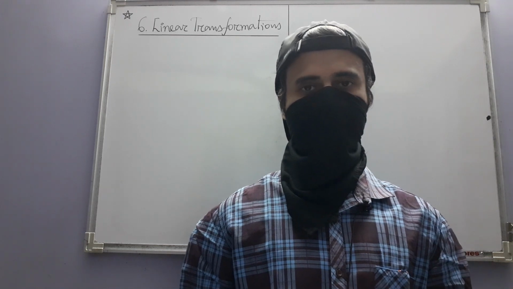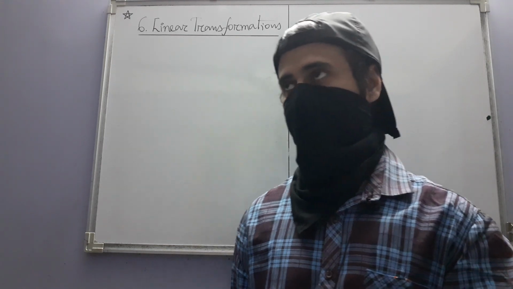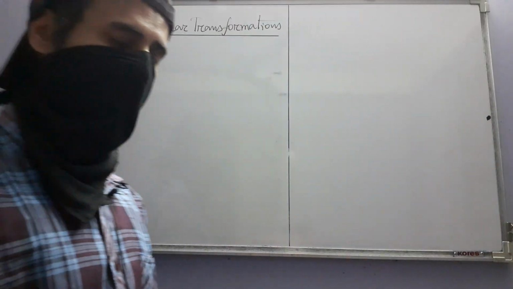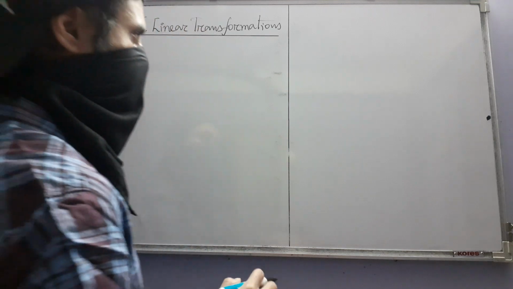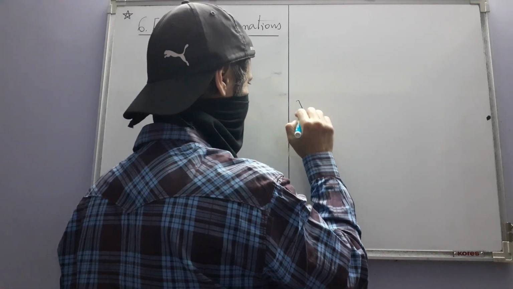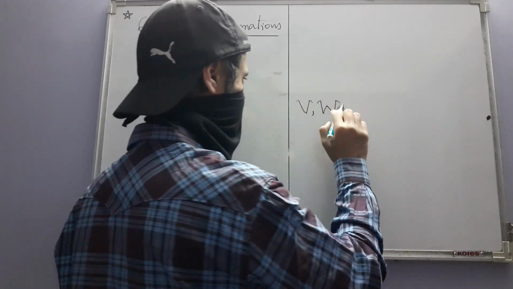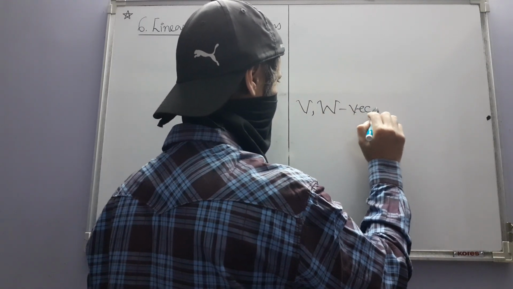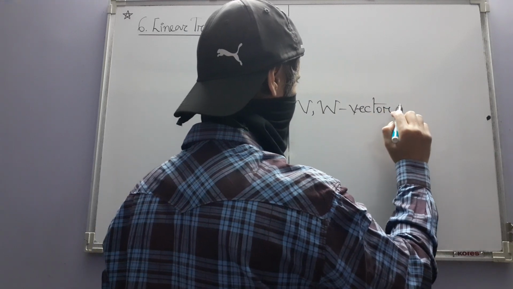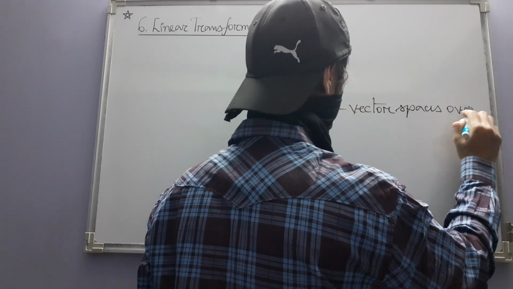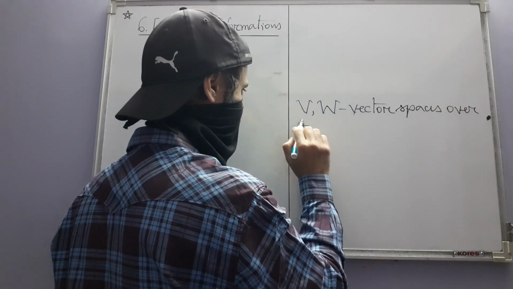Okay, so we are next going to start the sixth chapter, linear transformations, and in doing so, let us recall something we have already seen before. Suppose that V and W are vector spaces over some field F.